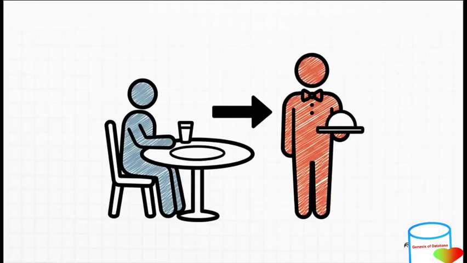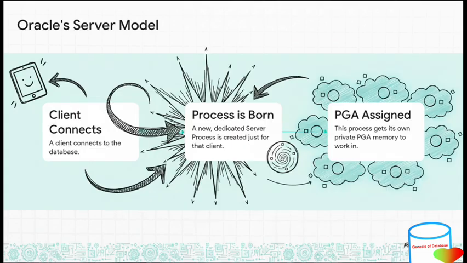To make this super easy to visualize, just picture Oracle as a really fancy restaurant. When you, the customer, sit down at a table, they assign you a personal waiter who serves only you for your entire meal. And that's exactly how Oracle's dedicated server model works.